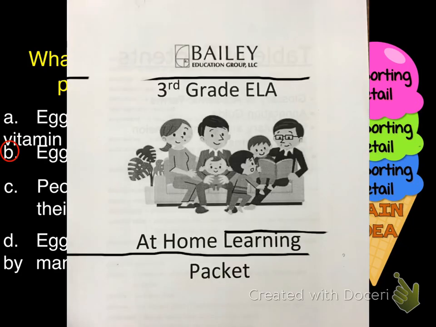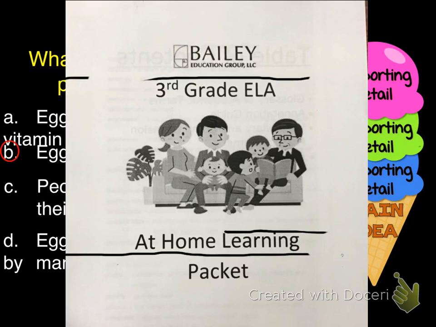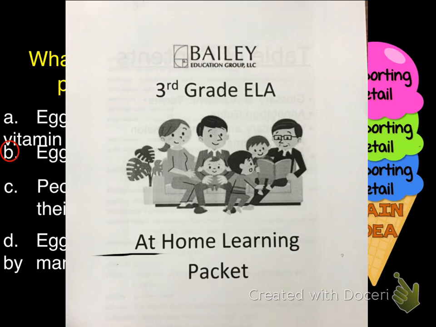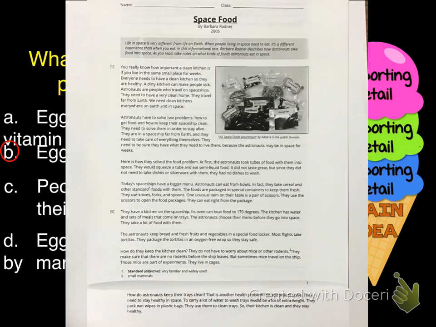If you have your Bailey Ed packet that was sent out at the last distance learning packet, if you'll get that out, please. Let's turn in that to the text called Space Food. Now this is a longer text.